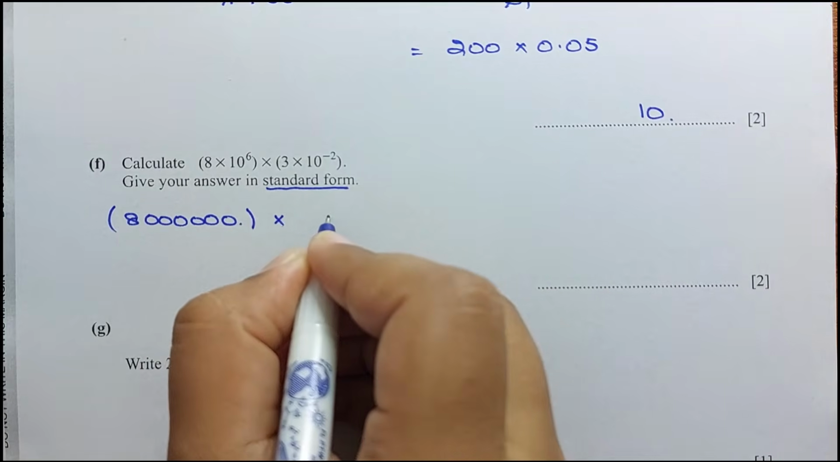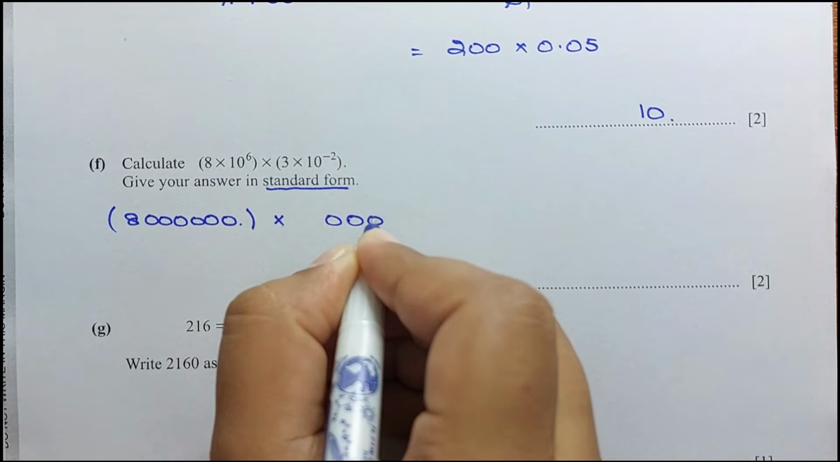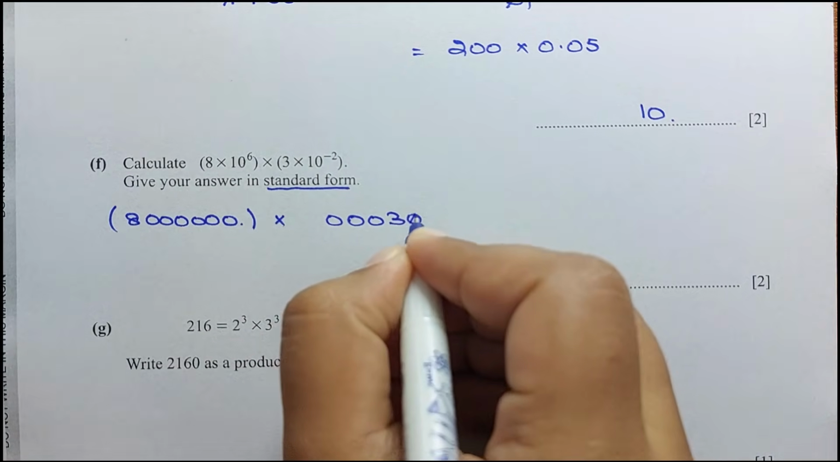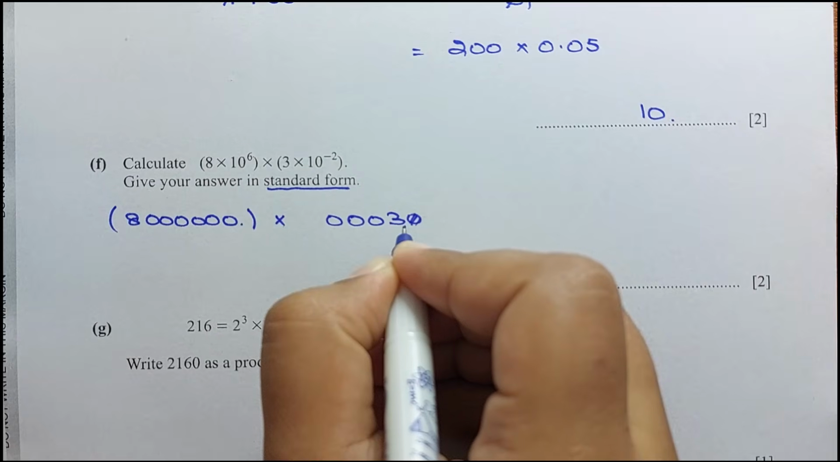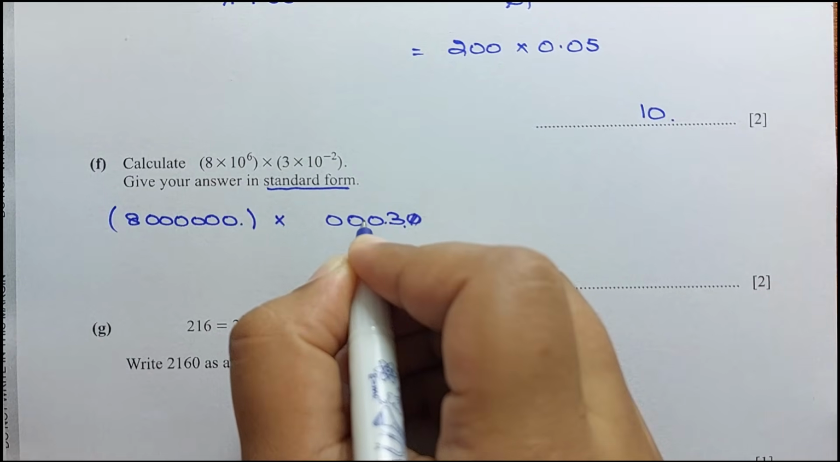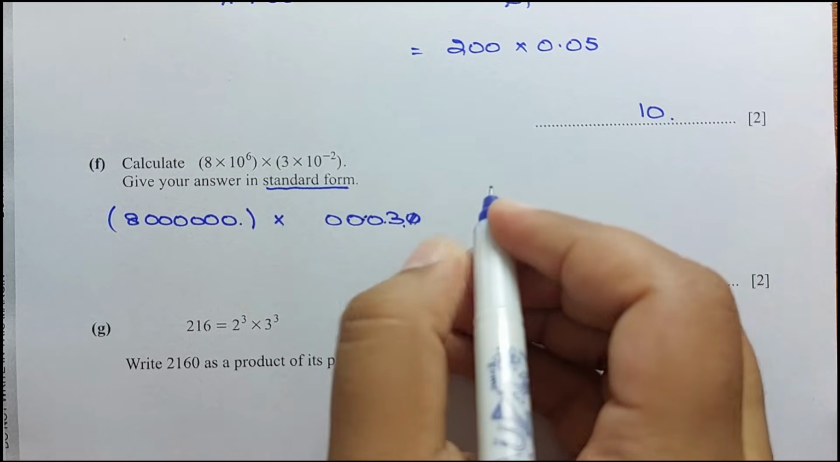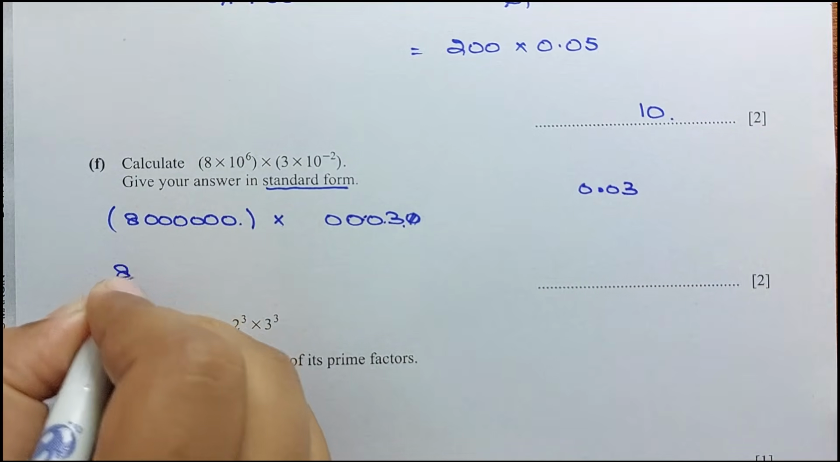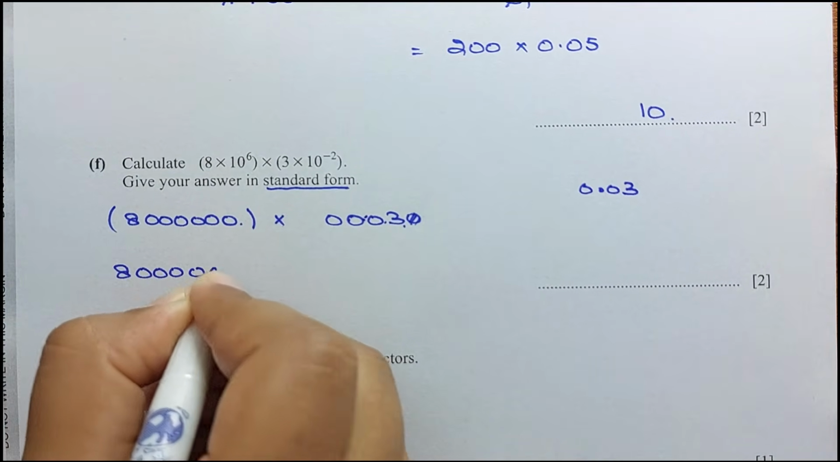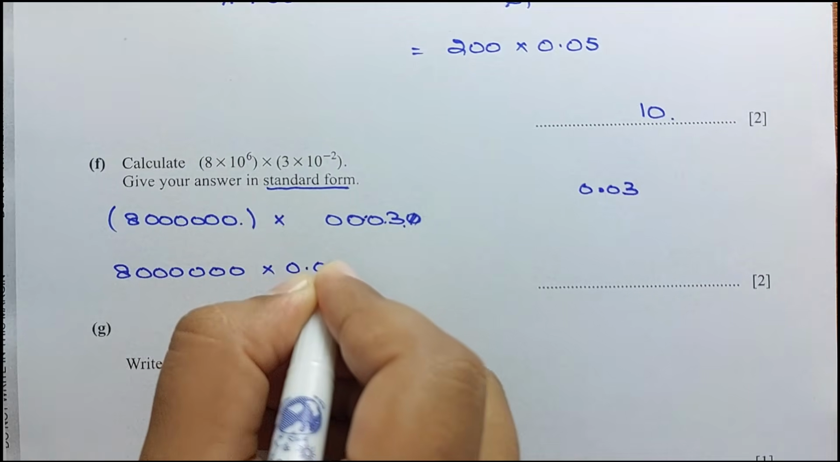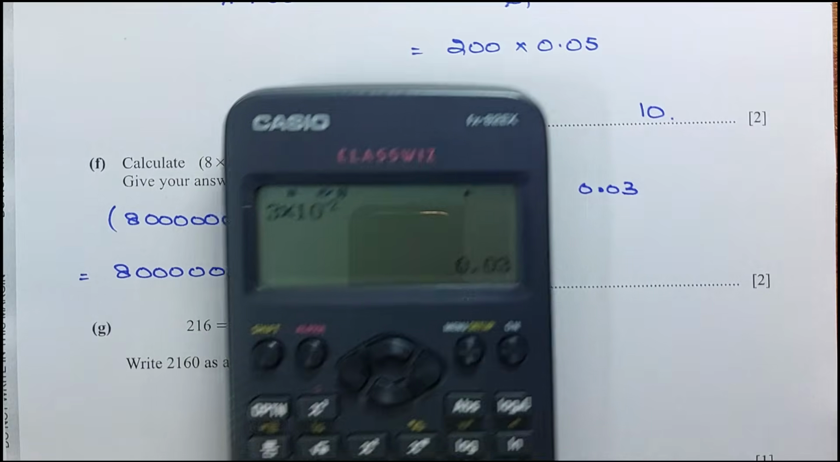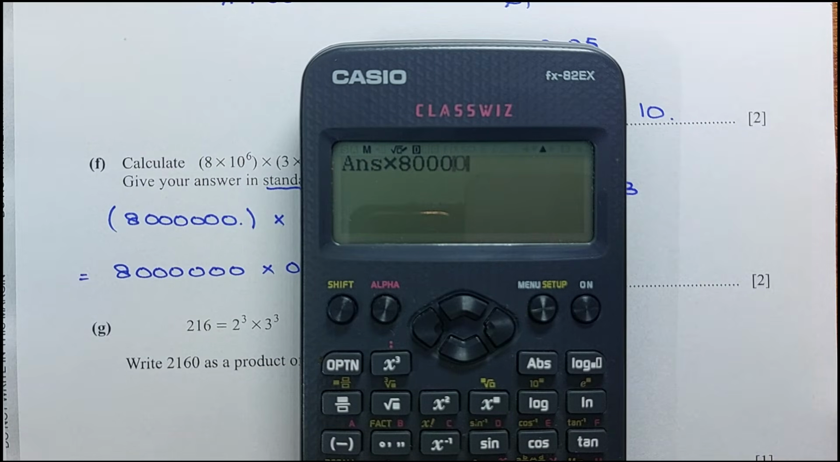Multiply, which we have 0.00030. Okay, so it's -2, not the zero at the end, sorry. Now you have to move 1 and 2 units over here, it's -2, so it becomes 0.03, right? 8 1 2 3 4 5 6 times 0.03. So let me simplify this. 0.03 times 8 1 2 3 4 5 6.